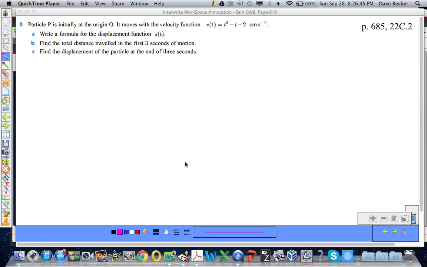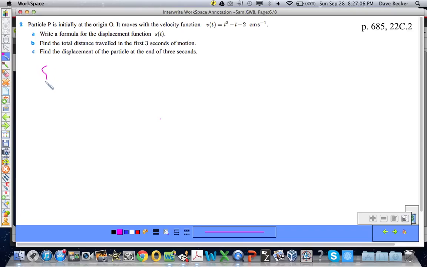Okay, so this is problem number 2, page 685, exercise set 22, C.2, Haese Harris, IB Mathematics, higher level. All right, particle P is initially at the origin O. It moves with the velocity function given. Write a formula for displacement.